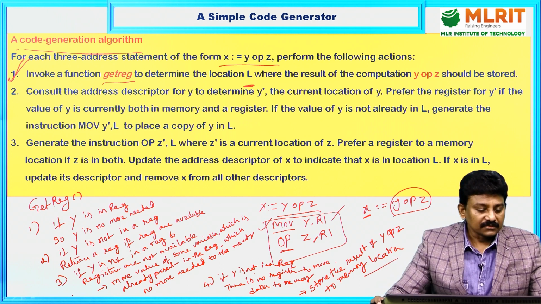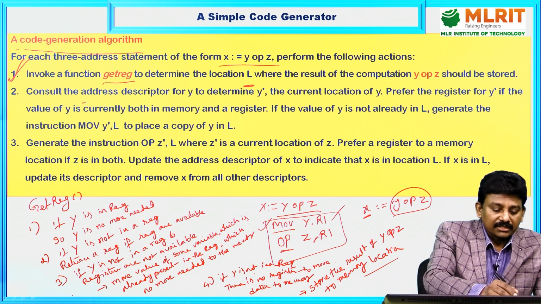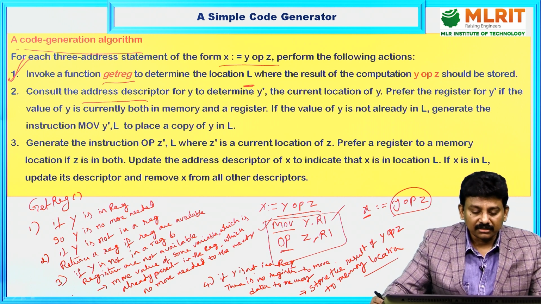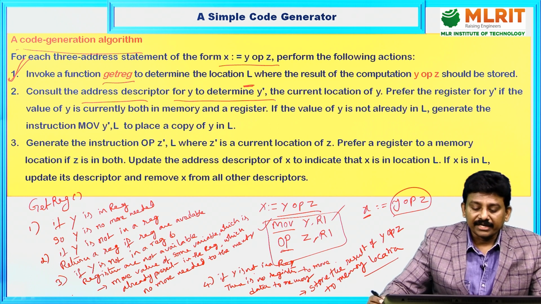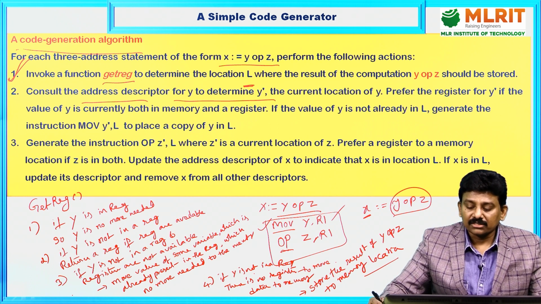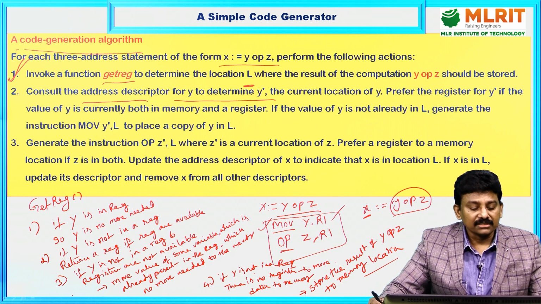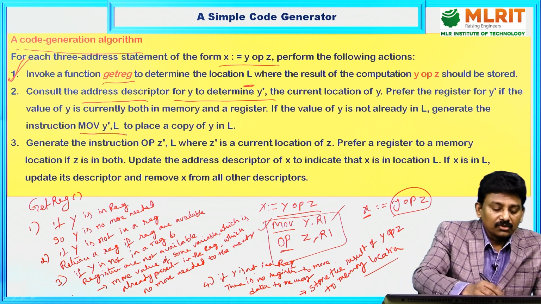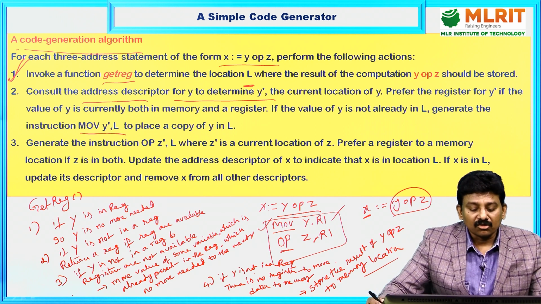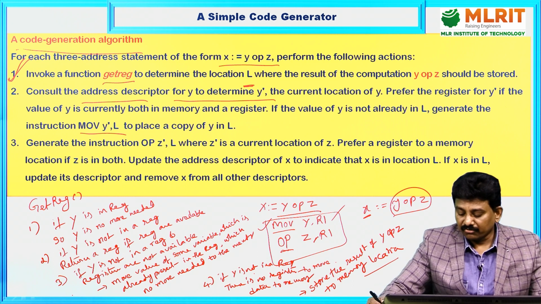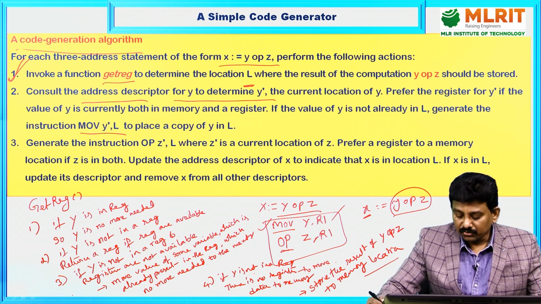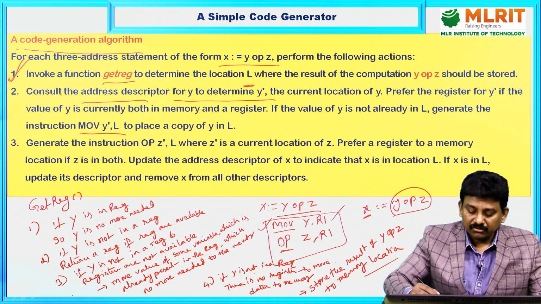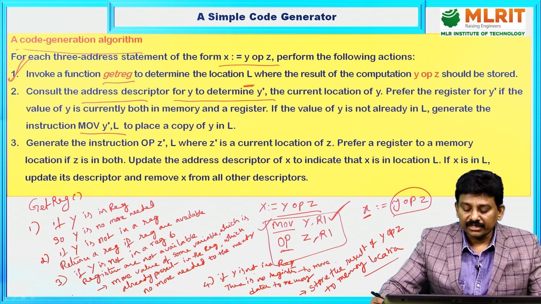Second, consult the address descriptor for y to determine y dash. Y dash is the current location of y. Prefer the register for y dash if the value of y is currently both in memory and register. If the value of y is not already in L, generate the instruction move y dash comma L to place a copy of y into L. That means, if the value of y is not in a register, move the value of y to a register. We need this instruction, first instruction, move y comma R1.